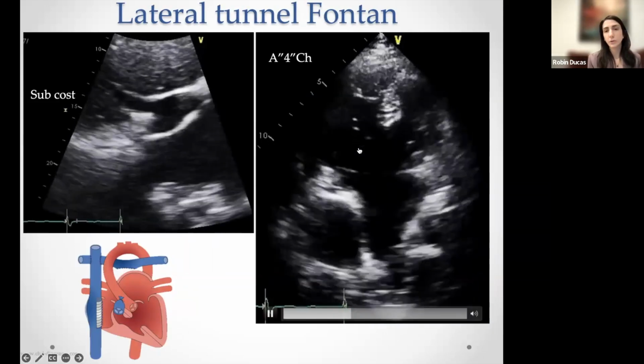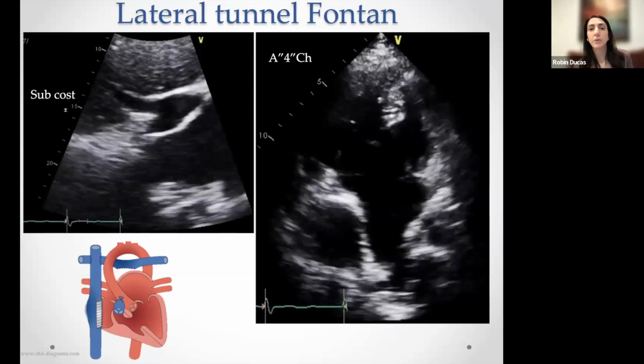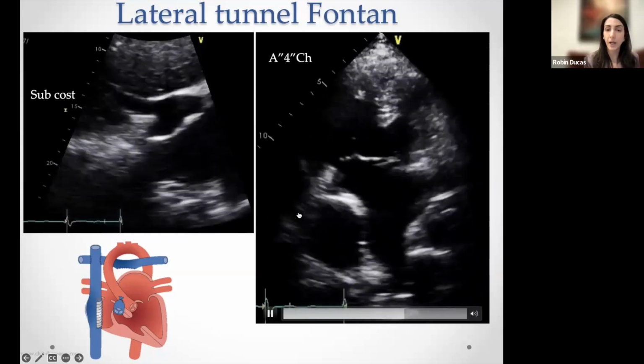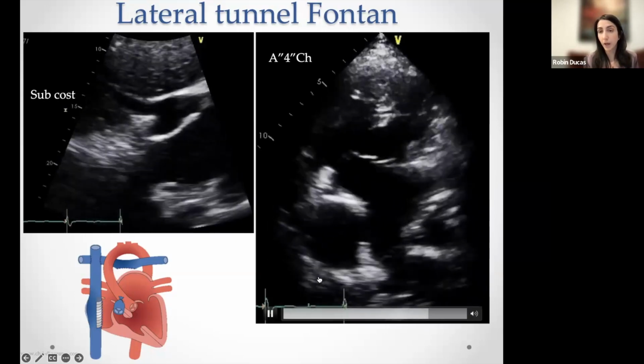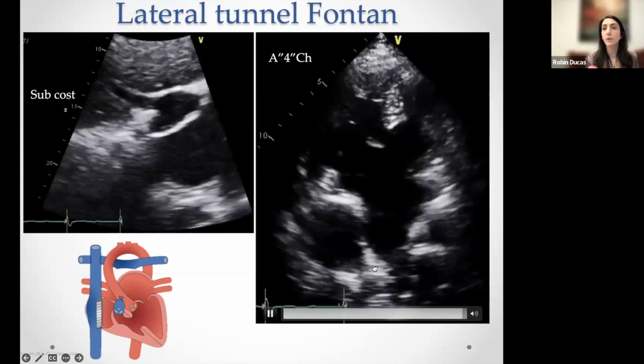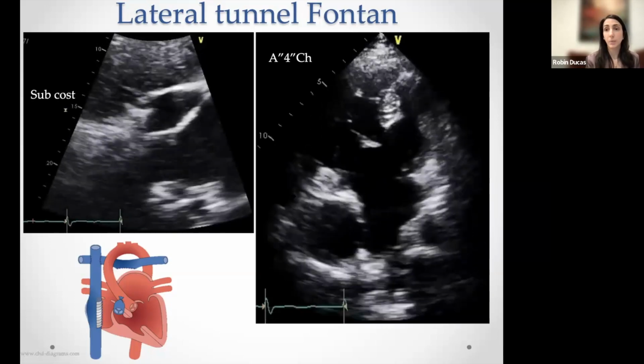In our, I'll use the term loosely, but our apical 4-chamber view here, what we see is the part of the right atrium that's in the lateral tunnel, as well as that surgical baffle. And we would look here again for a leak or thrombus or stenosis.